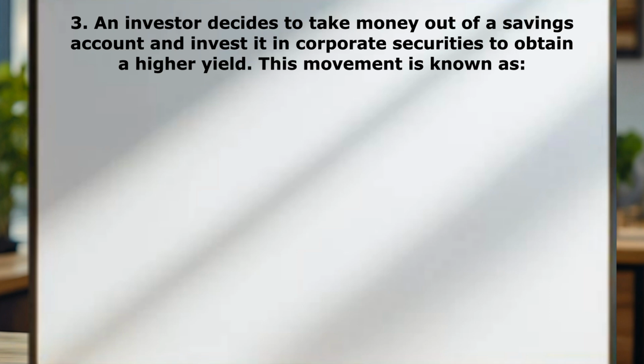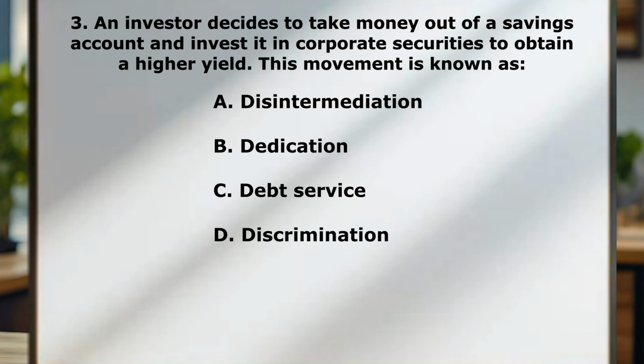Question number 3. An investor decides to take money out of a savings account and invest it in corporate securities to obtain a higher yield. This movement is known as A, disintermediation, B, dedication, C, debt service, D, discrimination.